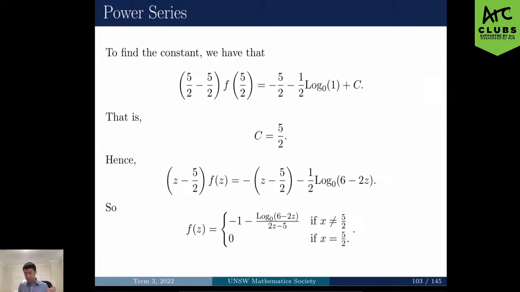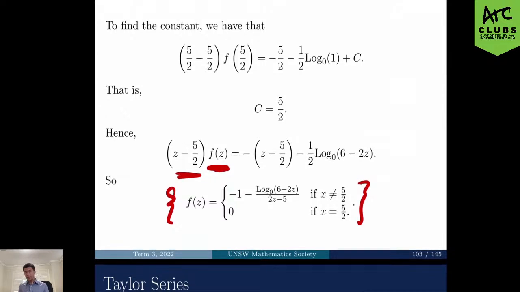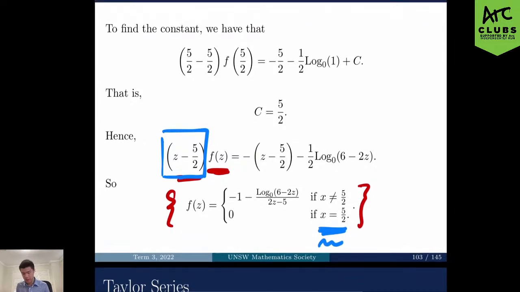And so when you get that, you end up getting f(z) times z minus 5 on 2 is equal to this. Then you can divide through by that, and you end up getting f(z) is equal to this. And the reason why we have this piecewise function is just because we know that we can't always divide by z minus 5 on 2, right? We can't divide by that when it's equal to 0. So in the case where z is equal to 5 on 2, we have to think about the limit as we approach that line.